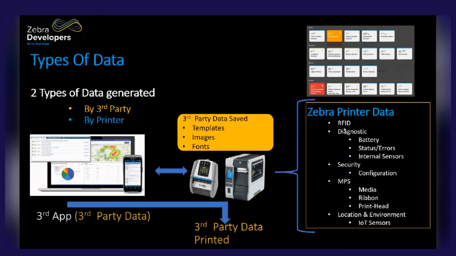We have already launched some printers with these sensors, like the CQ511 and CQ521 mobile printers. We launched them last year, and they already come with temperature and humidity sensors.